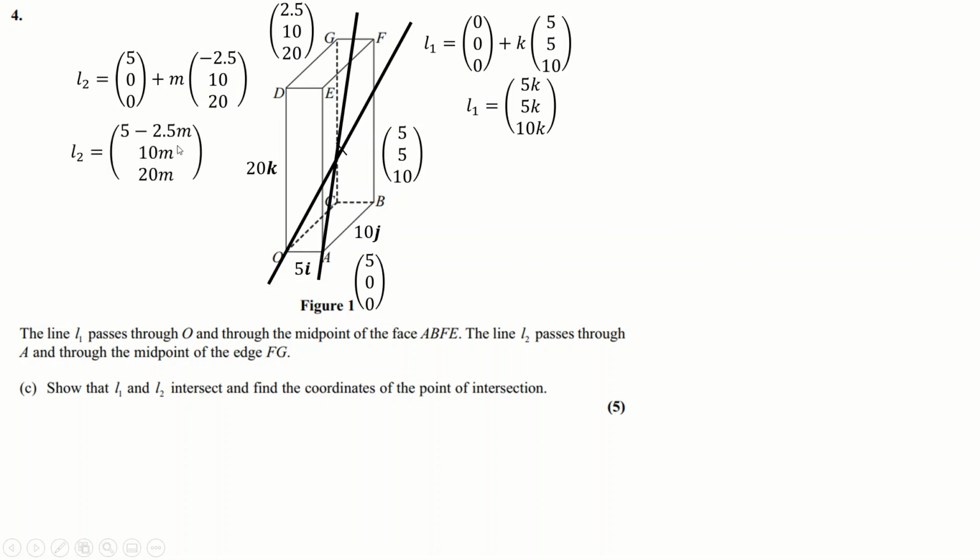But now this line needs to intersect that line, which means this vector needs to equal that vector. And reading from the top line, we have this equation, and reading the second line, we have this equation. Notice how the third line is just the same as the second line. You just double it up. This is a simultaneous equation.